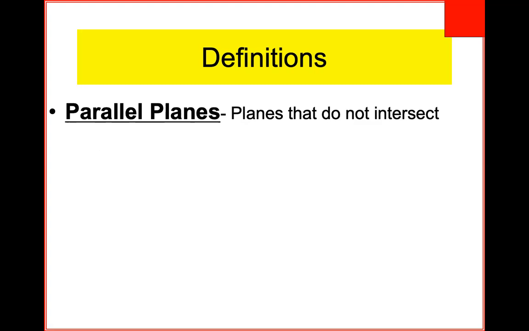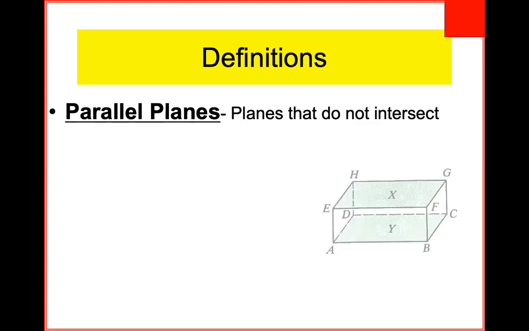How do we name planes? By three or four letters, or by one letter. If the one letter is floating around, usually the letter is off to a corner, but here they put it smack dab in the middle. So this is plane X and this is plane Y. Basically what they have is a rectangular prism, talking about the top and the bottom.